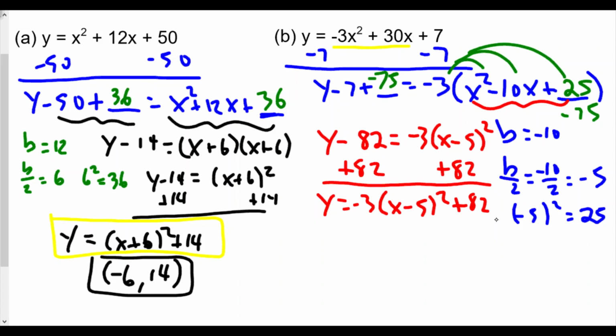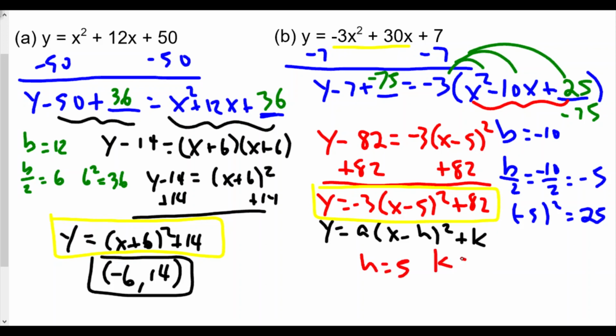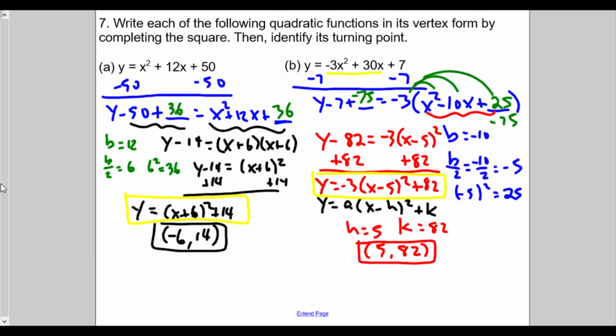And so, to remind ourselves, y is equal to a times x minus h squared plus k. Well, first off, this is the vertex form of our function. And here, x minus h is the same as x minus 5. H is equal to 5. And k equals 82. That means our turning point or vertex is 5, comma, 82. Okay, everybody? All right, so this was challenging indeed.